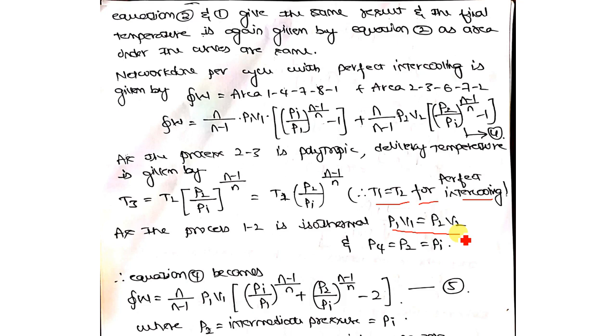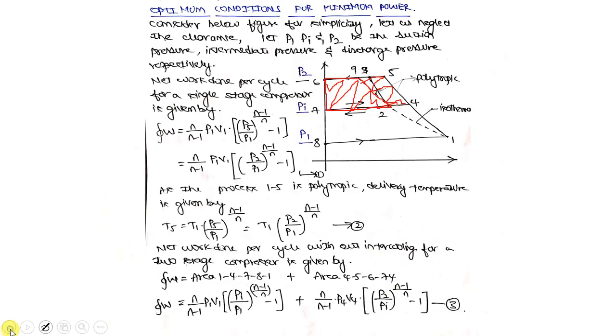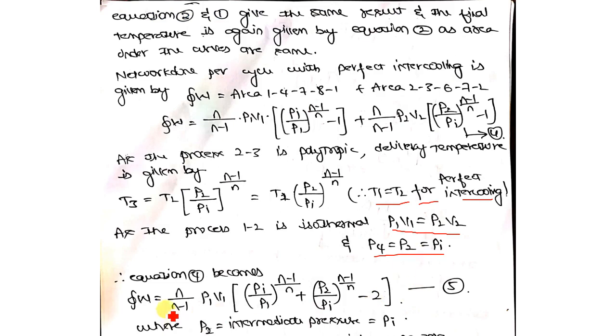So P4 equal to P2 equal to Pi. All the pressures, just the notations are different, but P4 equal to P2 equal to Pi, which is written here. Okay, so substituting all these conditions in equation number 4, which is this particular equation, you will get this equation. We have P1 V1 equal to P2 V2. So you can take P1 V1 as common, which I have taken here.